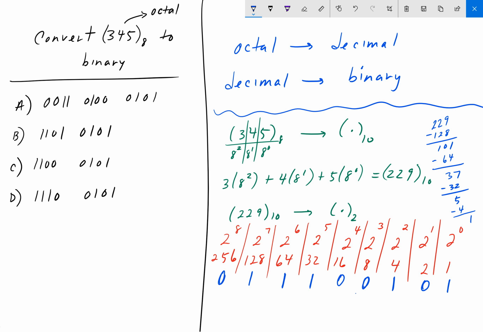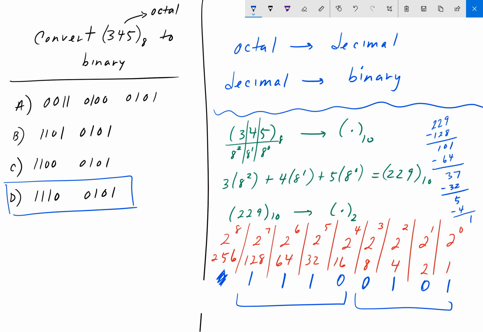And so we can partition this a bit, and we get the binary equivalent is 011100101. Oh, well, hold on. We can drop this last 0 here and then just partition it like this. So it's 111 00101, which would be, I believe, D here. So that is the answer to that problem.